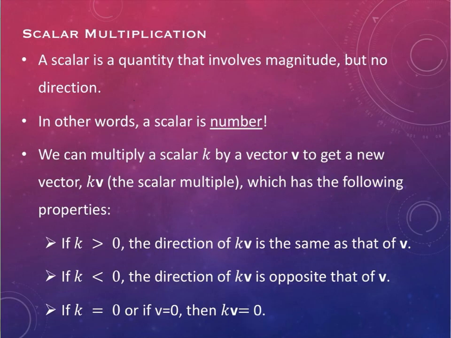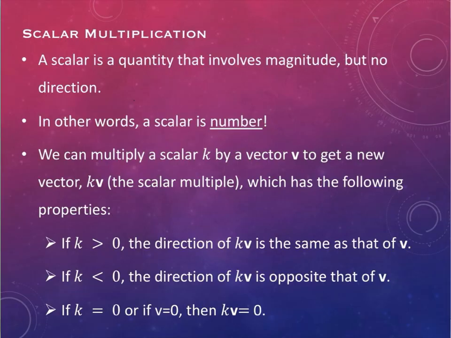So we can multiply a scalar k by a vector v to get a new vector kv. Okay? The scalar multiple, which has the following properties. So if k is positive, the direction of kv is the same direction of v. Right? If we do whole number values, it works pretty well to think about it, right?